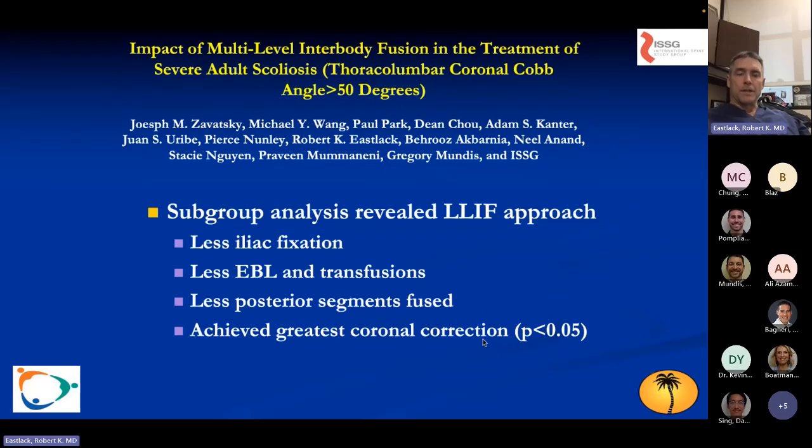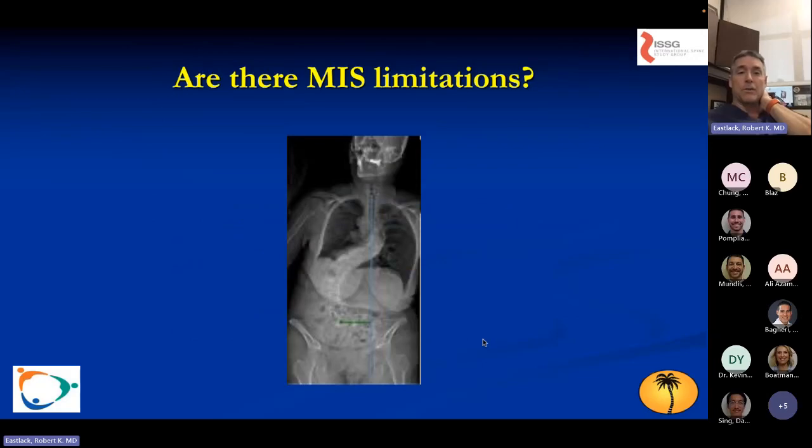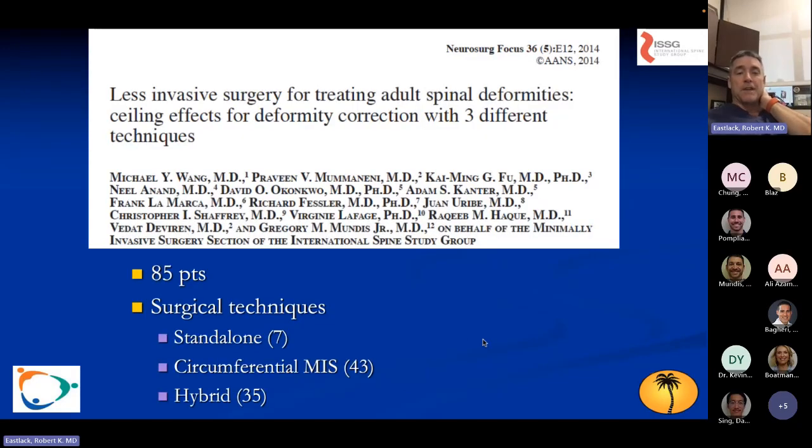So just a shout out to laterals, providing for some potential benefit and capacity to manage more significant coronal deformities. But limitations are definitely there. This is early in the MIS evolution. This was 85 patients looking at surgical techniques that extended from standalones.